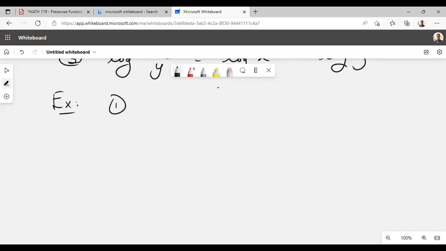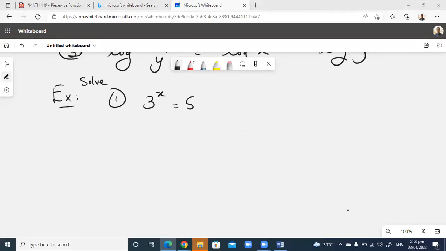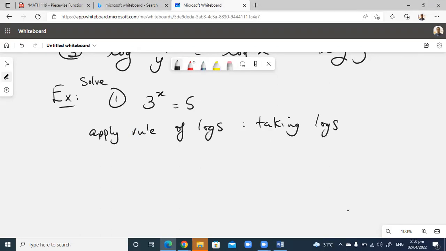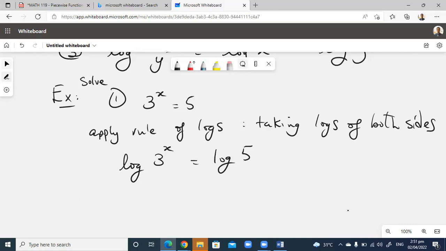So the exercise we have is to solve the first one, 3 to the power x is equal to 5. Let me make sure you can see the whiteboard. So follow me. The first thing you do in this type of question is you apply your rule of logs. So you take logs of both sides. Taking logs of both sides of the equation, it looks like this. So you just write log of 3 to the power x is equal to log of 5.